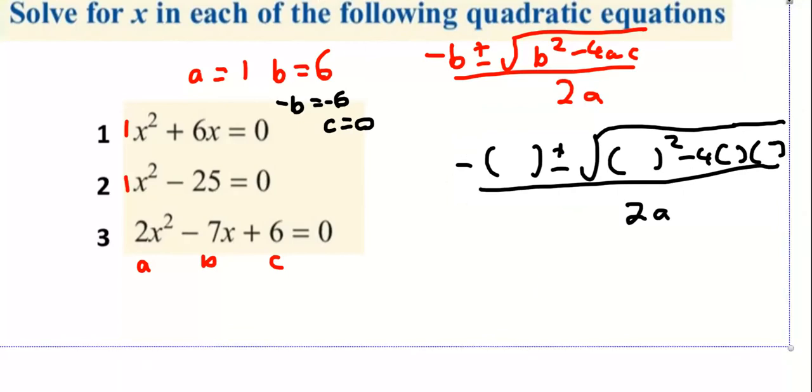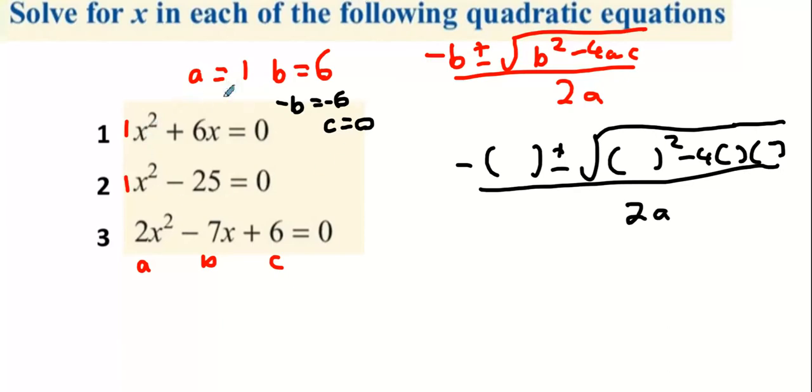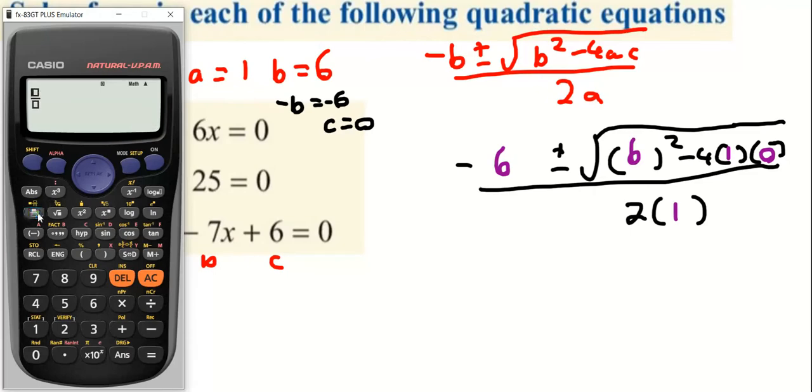Now, here's what you're going to do. You're going to put in your a value. Okay, so your a value is what goes in first. So your a value is 1, so 1 here, 1 here. Your b value is 6, so 6 here, and minus b would be minus 6, so no bother. Okay, then your c value is 0. Load up your calculator, press the fraction button first, so you have minus 6 plus square root blank squared minus 4 times blank all over 2 times blank.